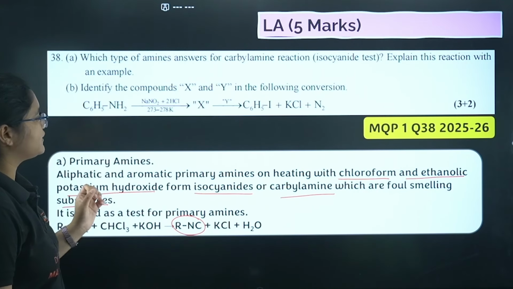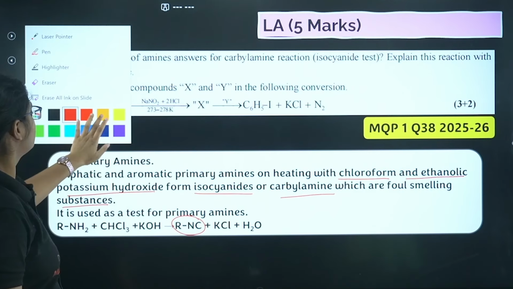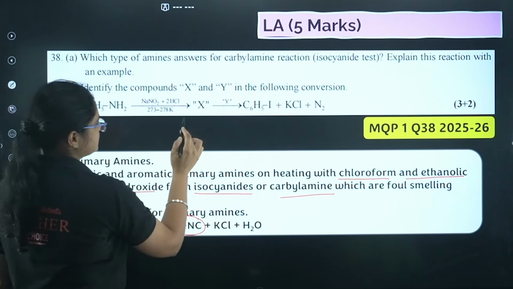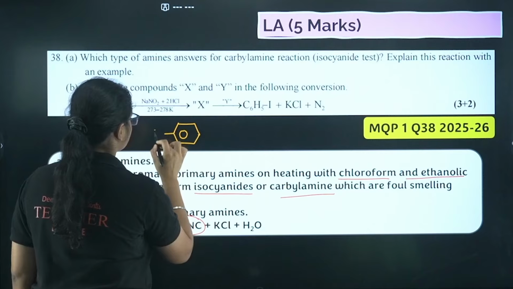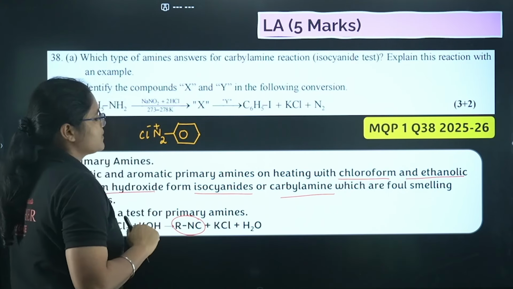Next, identify X and Y in the following conversion. Let us do this question here only. First of all, you have C6H5NH2 and then NaNO2 and HCl. X will give you what? Benzene diazonium chloride, so we have N2 plus and Cl minus.